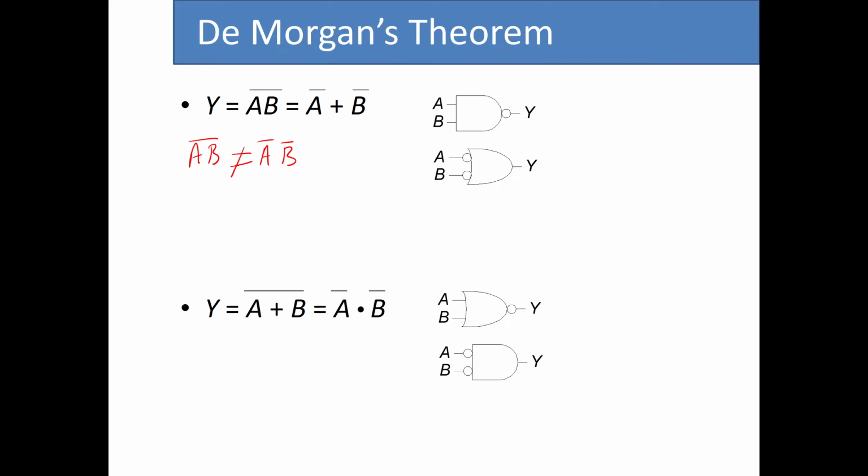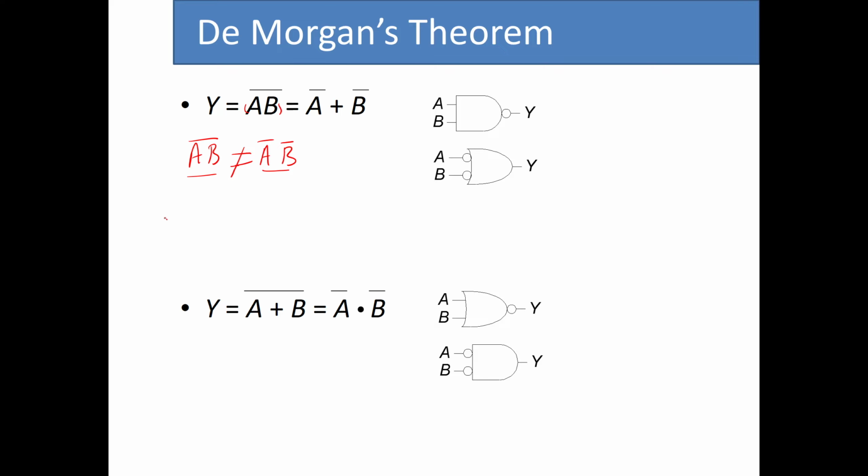And it is easily verifiable using perfect induction too that these two are not equal, right? De Morgan theorems give us a way to convert any AND to OR or any OR to AND. So when we have this term AB bar, basically the complement of the result of AB, that is equal to A bar plus B bar.